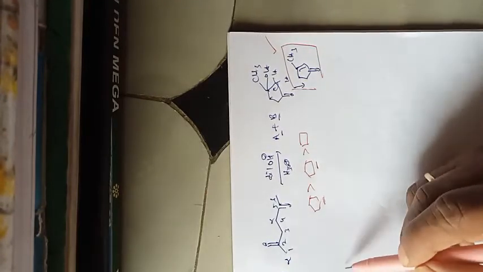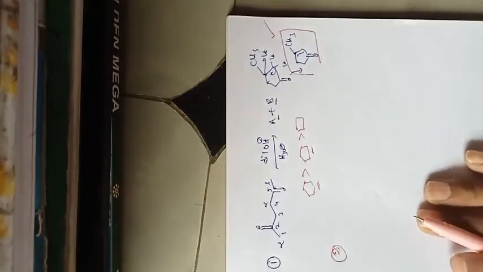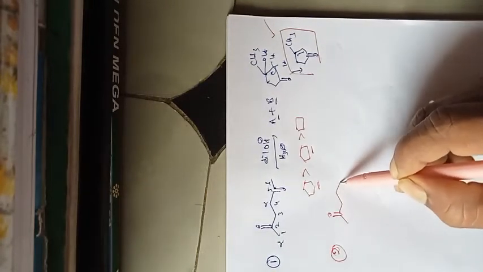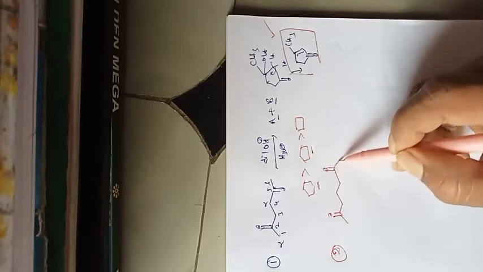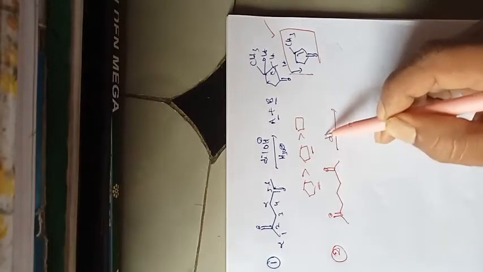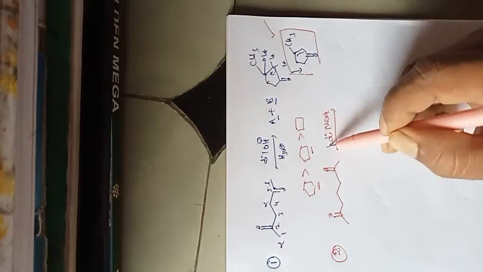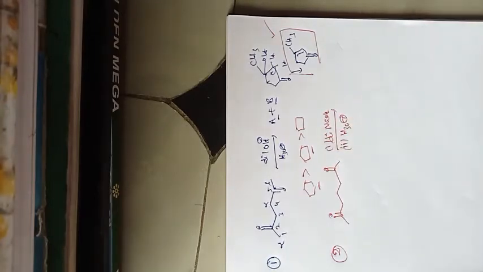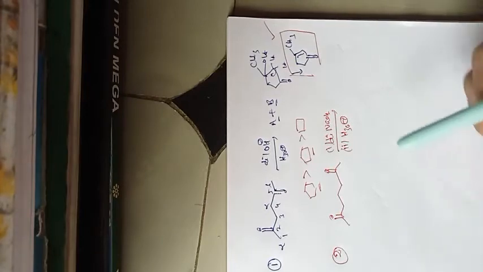The second question, the same question, but now the chain length is increased like this. So the same dilute sodium hydroxide, first step, second step, H3O plus. So what is the answer here?